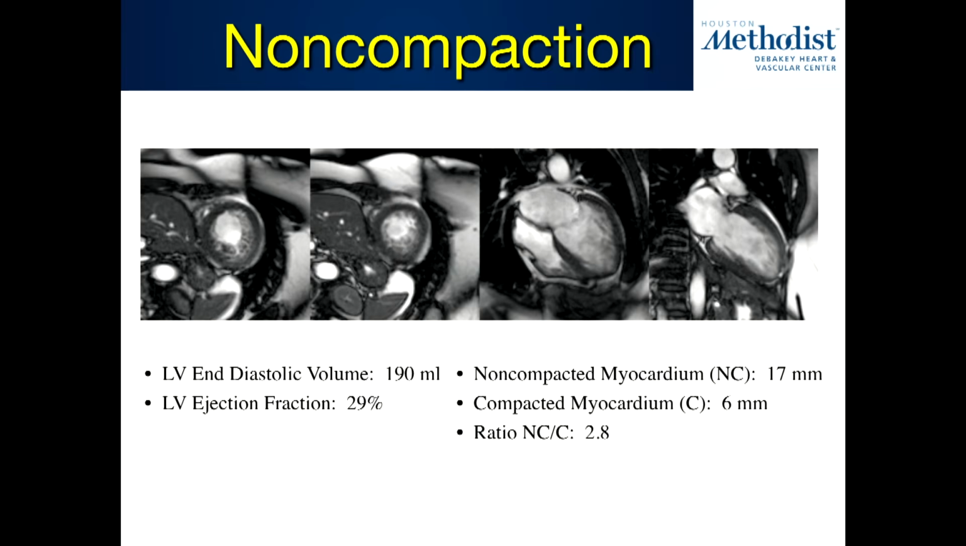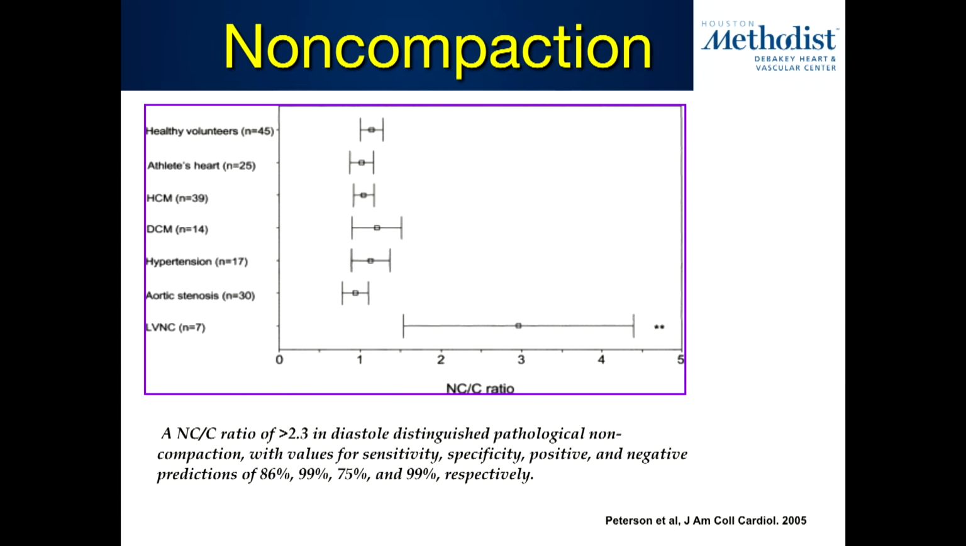Now, one of the ways it's done in CMR is actually based on diastolic measurement, so that's a little bit different than the way it's done in systole. The original criteria came out in 2005 in a series by Petersen and colleagues, where they found that a threshold of 2.3 separates pretty nicely patients with LV non-compaction versus other conditions. Now keep in mind, most of these are small studies with relatively small numbers.